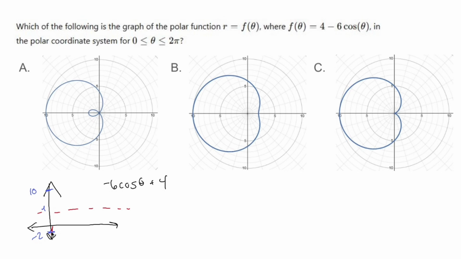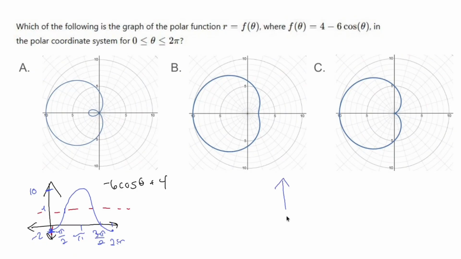Since this is negative cosine, we're going to start down here in negative land, live up here, and come back down. So your 2 pi, right? Your pi over 2, and your 3 pi over 2.